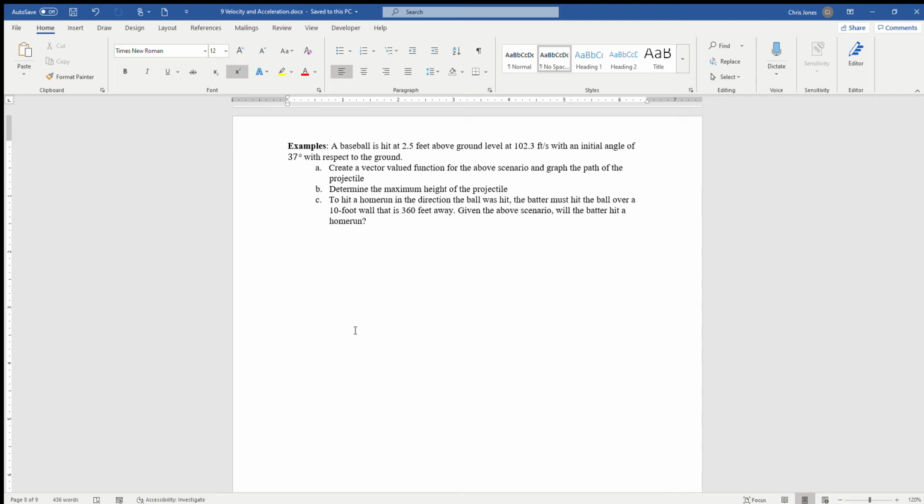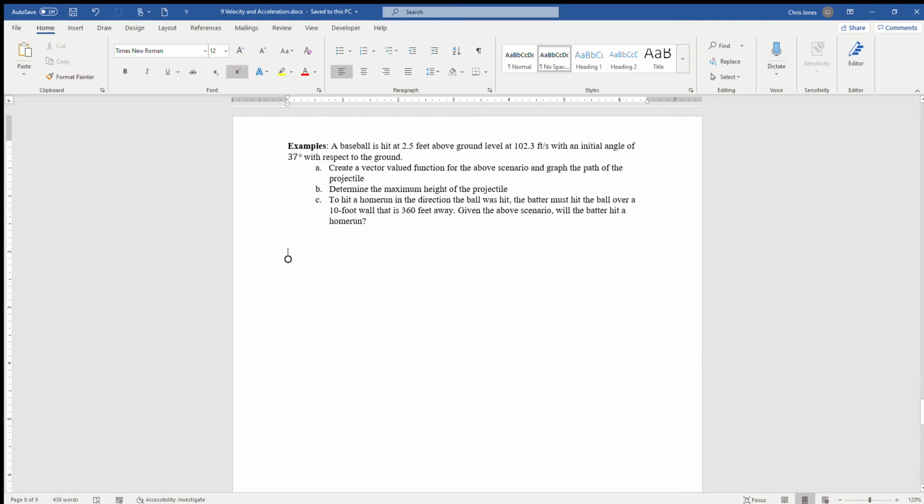We're going to determine the maximum height of the projectile, and then we're going to determine if it's hit in such a direction that there's a 10-foot wall that's 360 feet away. Will the batter hit a home run? In other words, will the ball clear that 10-foot wall? The first two of these we've done already in the previous example, or at least this type of problem. So let's get to it.